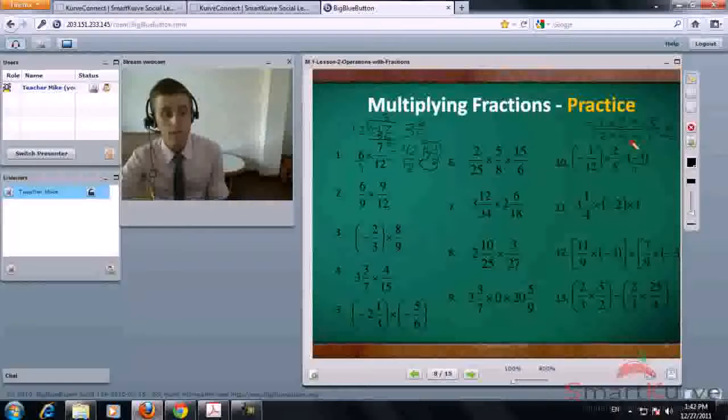We then have 12 times 5. 12 multiplied by 5 gives us 60. We have 6 over 60. 6 over 60 reduces to 1 over 10. They both are divided by 6.